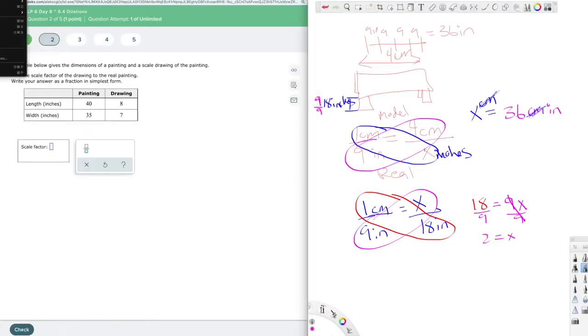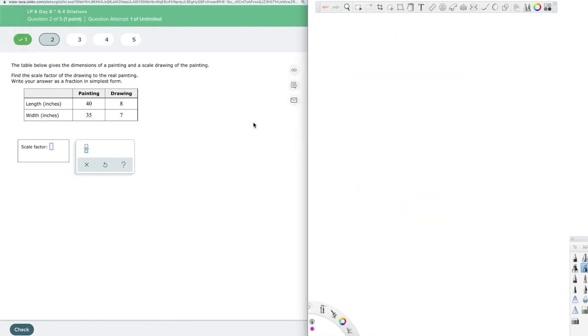Let's get a new screen here so I don't have to rewrite all this. All right, so the table below gives the dimensions of a painting and a scale drawing of the painting. Find the scale factor of the drawing to the real painting. So this is important. We want the drawing to the real painting. So there was a drawing done and there's a real painting done. So this is kind of the model. This is the real thing. So make sure when you're doing this that you have the drawing figures or measurements on top and the real ones on the bottom. So pay attention to the way it says this to this. The first one goes on the top, the second one goes on the bottom.